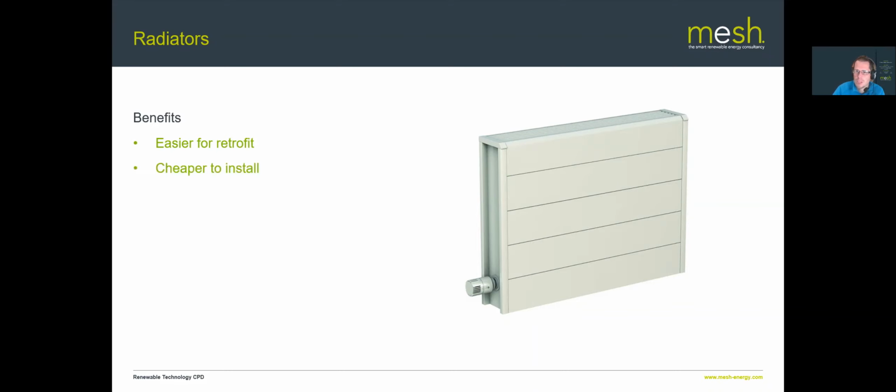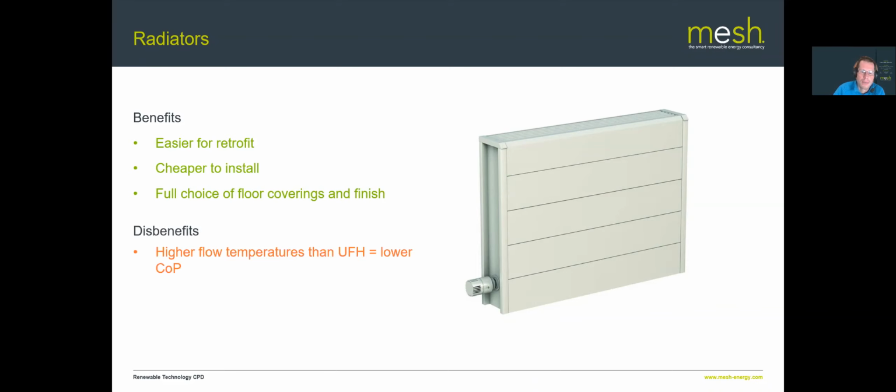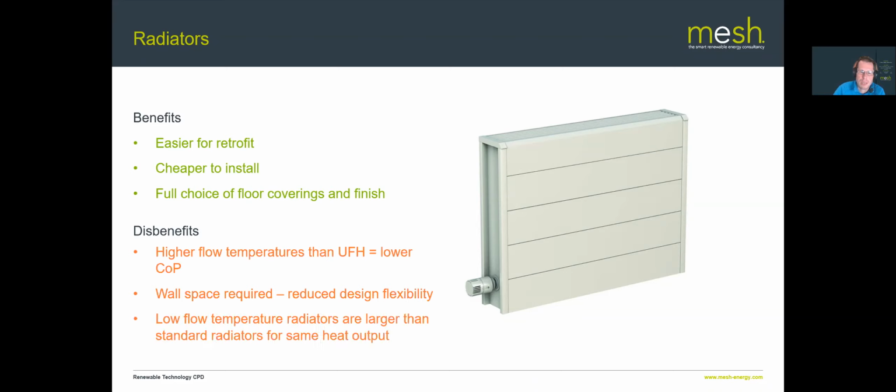retrofit, they're cheaper to install, especially in retrofit situations. They are slightly cheaper to install in new builds, but not by as much as you might think. Obviously, you can have an absolute full choice of floor coverings and finish. Downsides are that because they operate on higher flow temperatures than underfloor heating, you will tend to get a lower coefficient of performance. And because you've got wall space requirements, you will get reduced design flexibility.